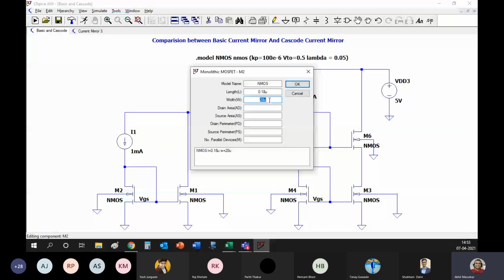So please make this circuit and post in the chat box. Everybody should make the circuit.